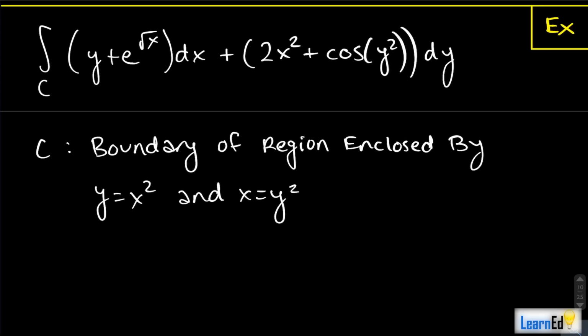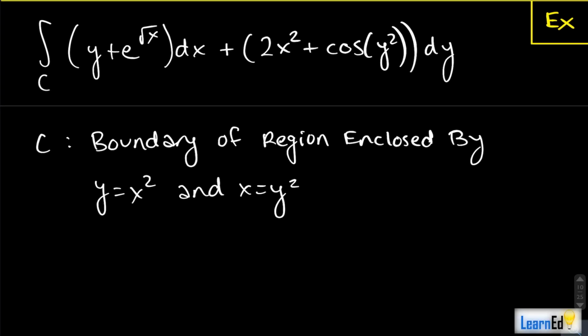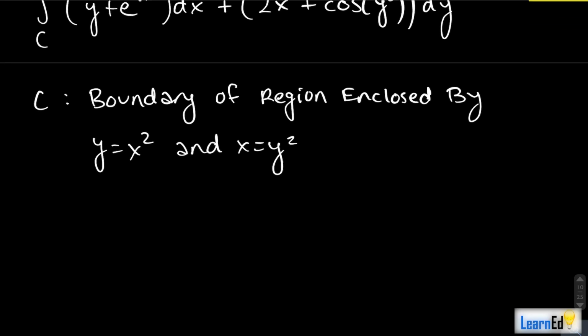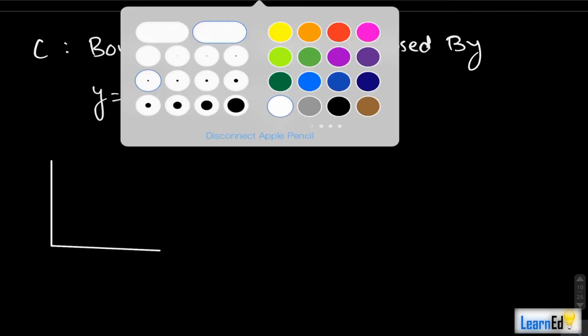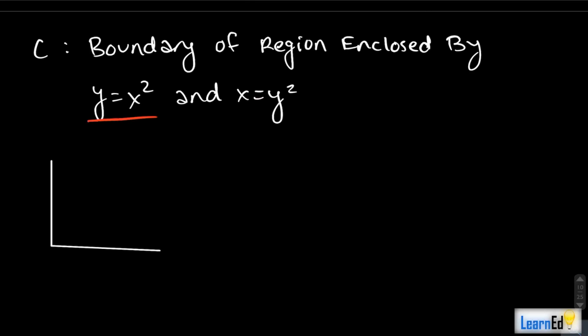Let's do an example with Green's theorem. We're going to be doing the integral over C of (y plus e to the root x) dx plus (2x squared plus cosine of y squared) dy. Okay, C is going to be the boundary of the region enclosed by y equals x squared and x equals y squared. So the first thing we might as well do is get an idea of what that C looks like. Okay, so we'll draw our axes here. This is only going to be relevant in the first quadrant, so I won't even draw it in any other quadrants. There's y equals x squared.